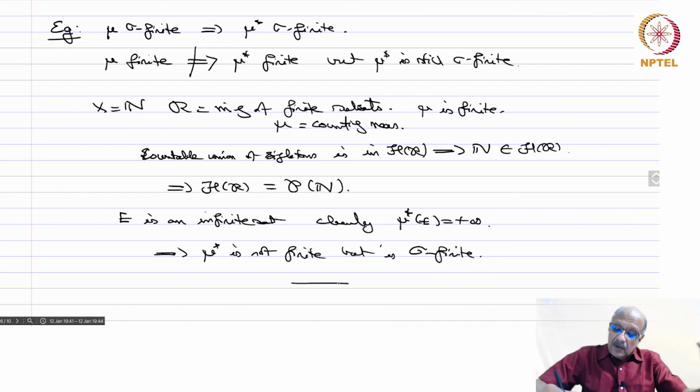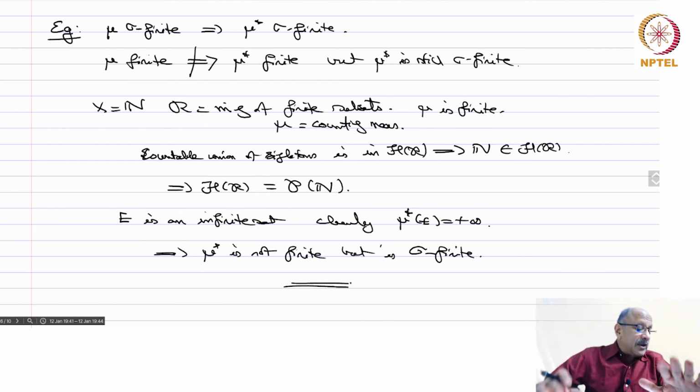So we have a very natural way in which, given a measure on a ring, there is a hereditary sigma ring and an outer measure. Now given a hereditary sigma ring and an outer measure, we will see how to extract a measure out of it. That will be the thing which we will see next.